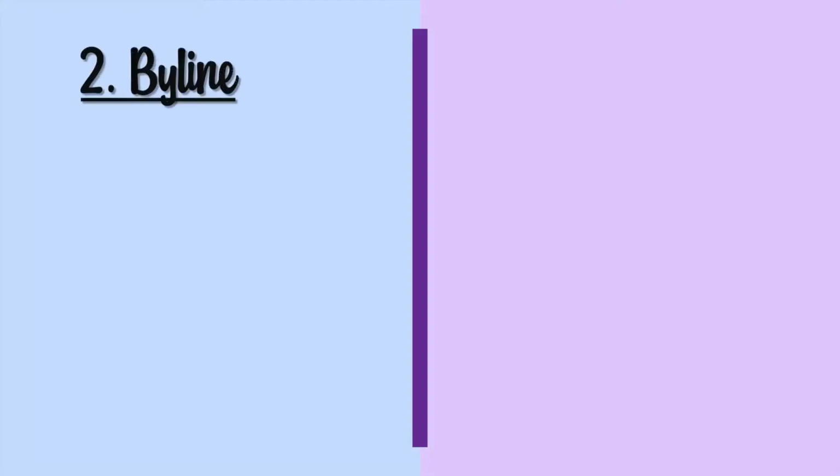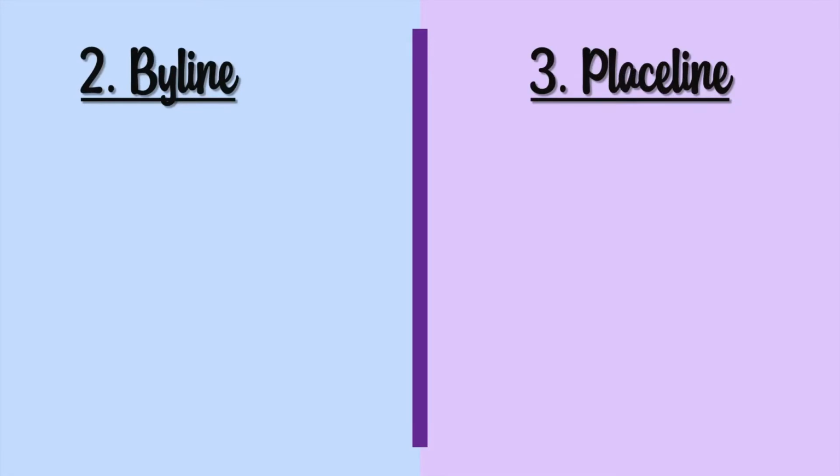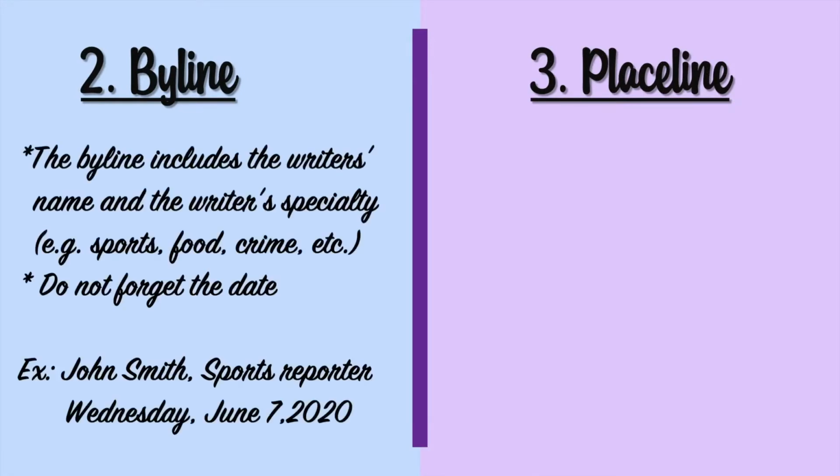Then we have the byline and we have the placeline. The byline includes the writer's name and the writer's specialty. Examples: sports, food, crime, etc. Do not forget the date here. Example: John Smith, sports reporter. Date: Wednesday, June the 7th, 2020.